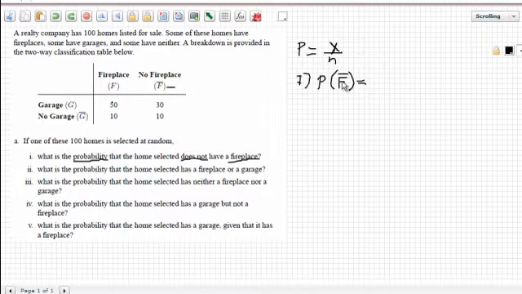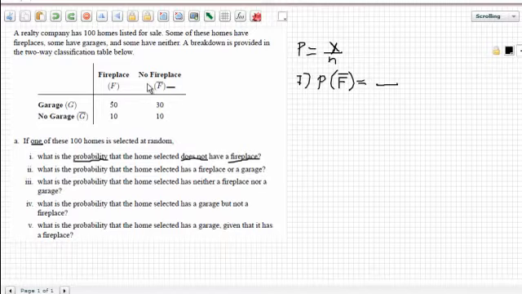So if we select one house at random, that's what the first part of the question says. If we select one house out of these 100 homes, what is the probability that it is not going to have a fireplace? In this case, my x is gonna be the number of houses that do not have a fireplace. So I'm gonna go look at the F bar column here. How do I know which of these four numbers to pick? Is it the 50? Is it the 10? Is it the 30? Or is it the other 10?